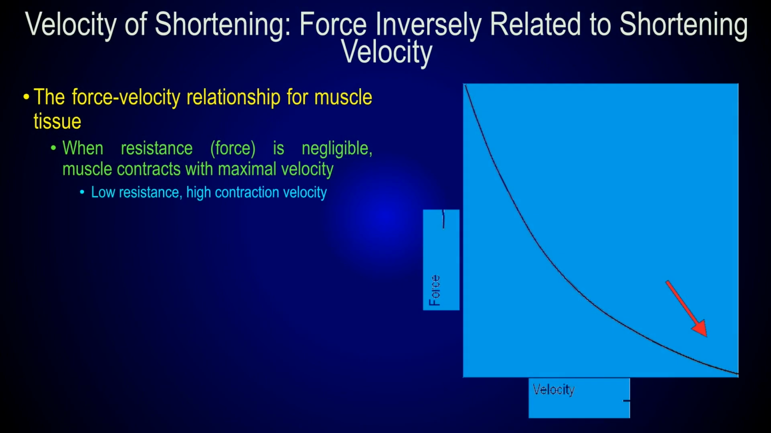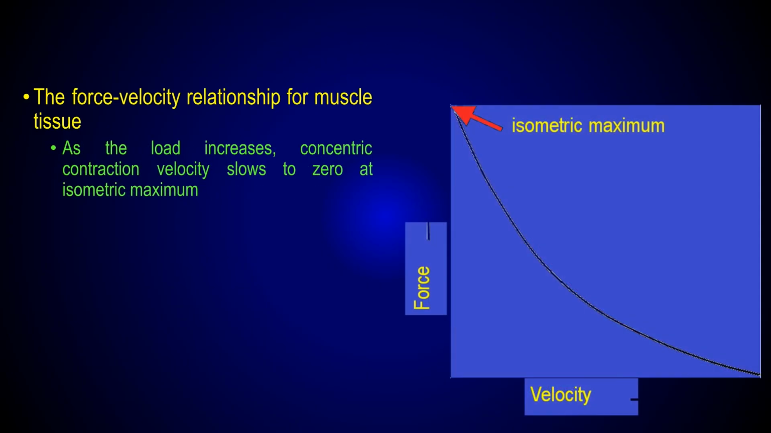The force-velocity relationship states that force is inversely related to shortening velocity. When resistance is negligible, the muscle contracts with maximal velocity, resulting in low resistance and high contraction velocity. As the load increases, concentric contraction velocity slows down to 0 at the isometric maximum. This shows the inverse relationship between force and the speed of muscle shortening.